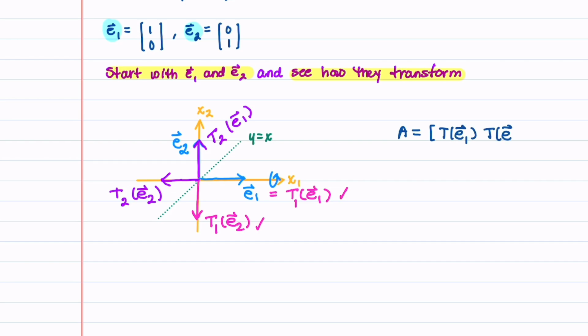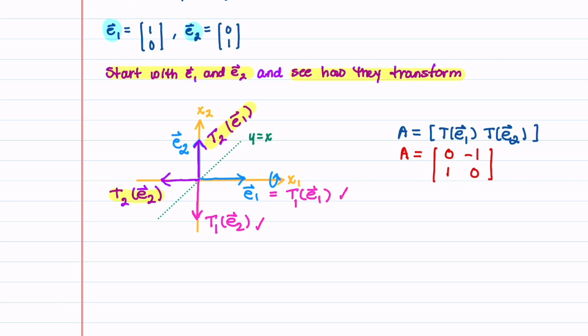Our standard matrix A is our T of E1, T of E2. And remember, these are the columns of A. So we can write our standard matrix A as our first column, which is our T2 of E1. Let me go ahead and highlight that. That's this one, and that's going to be the vector 0, 1. And then we have our second one, T2 of E2, and that's going to be the vector -1, 0. So there's our standard matrix for this transformation.